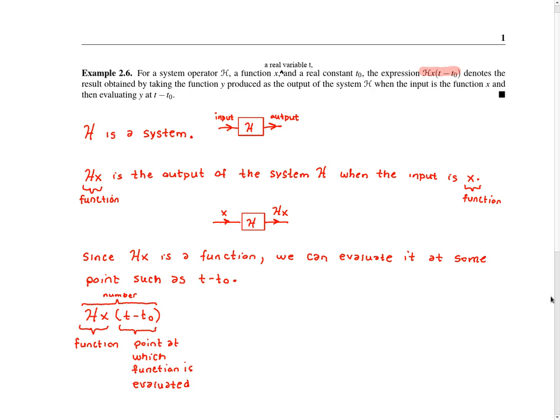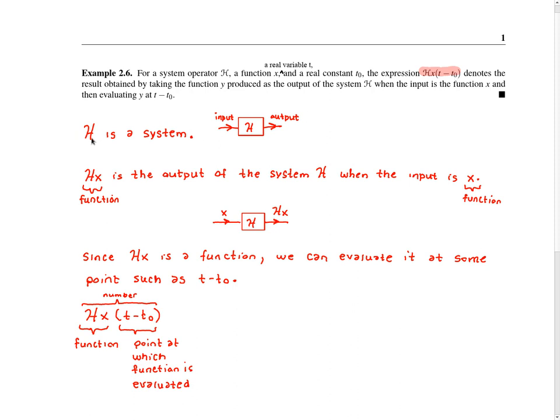In this example we have a system operator h, a function x, a real variable t, and a real constant t0. And what we want to do is contemplate the meaning of this highlighted expression here. So hx of t minus t0, what does this mean? Well, let's break this expression down into the individual pieces that make it up.